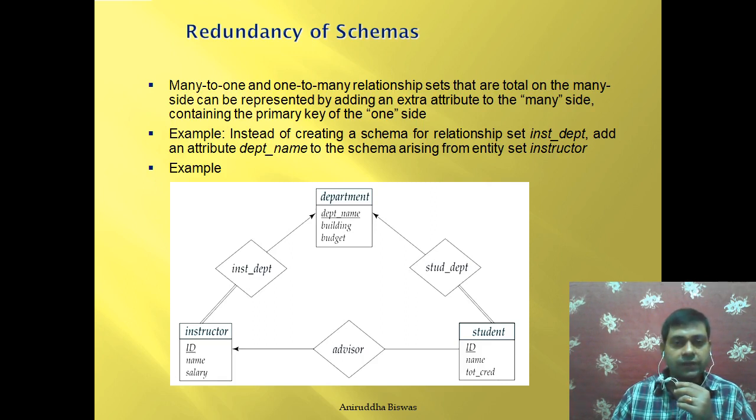Instead of creating a schema for the relationship set, here inst_dept, this is the relationship set combining these two entities, instructor and department. These two entities are combined with this relationship name inst_dept. The next one is stud_dept, which basically combines the department and student.